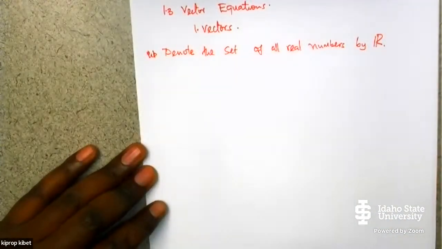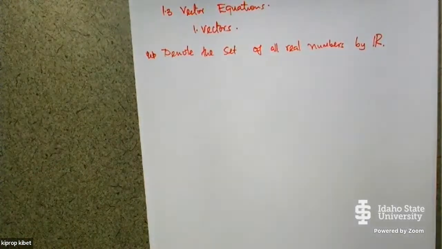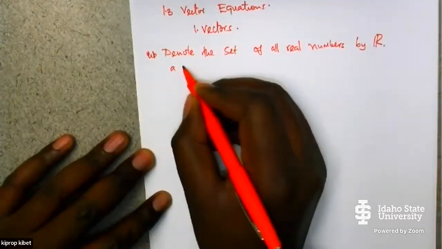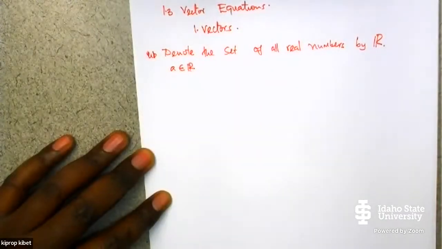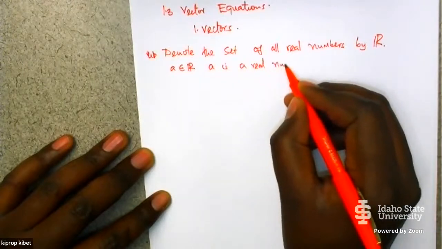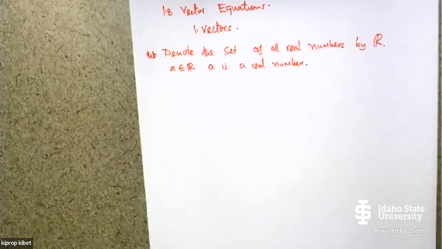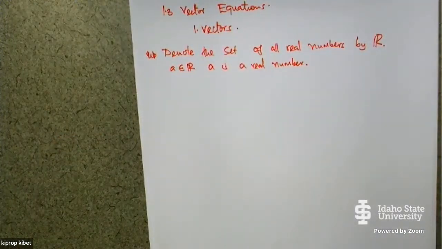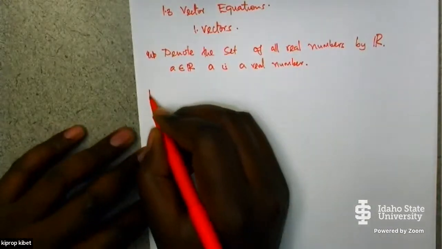We always say that if we have some elements, let's say a, b, c, then we can say a is an element of the real numbers, which means that a is a real number. So a is in R. So a is an element of R. Therefore, a is a real number.